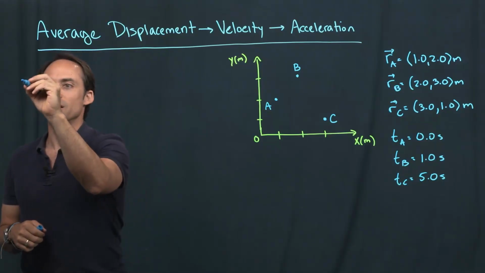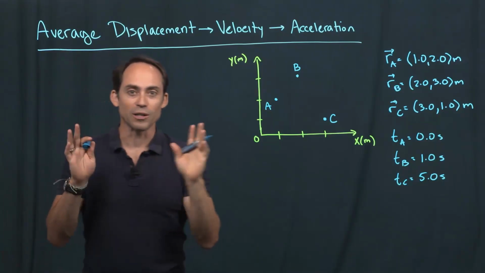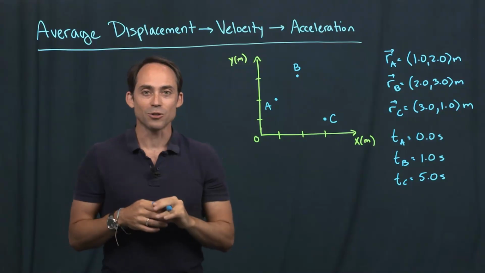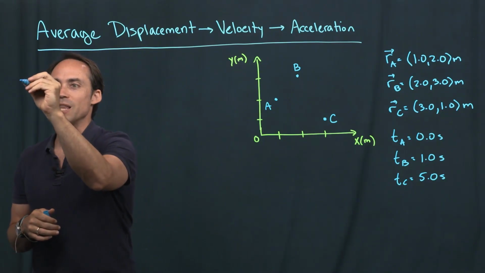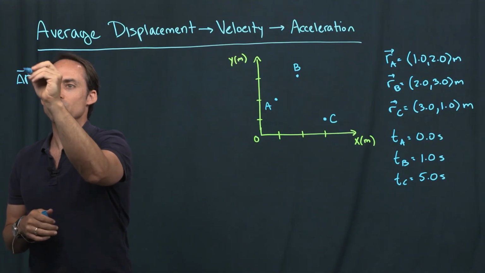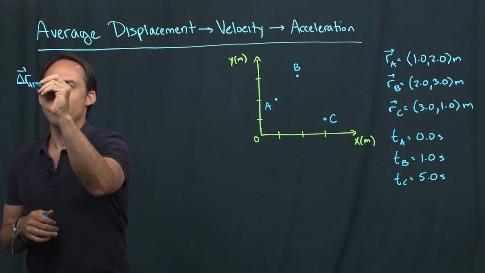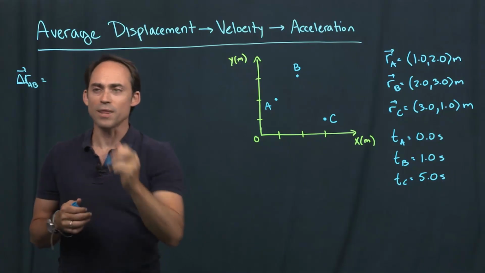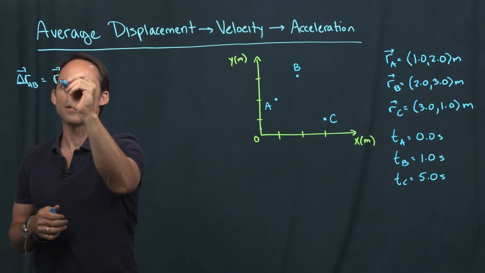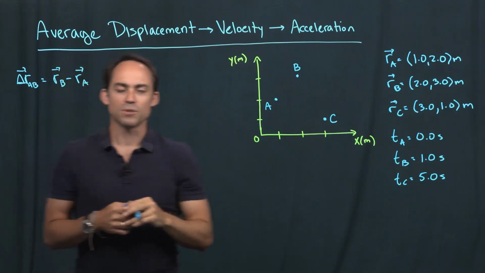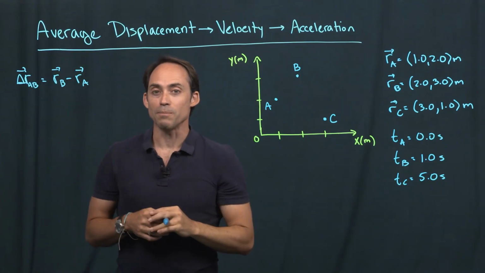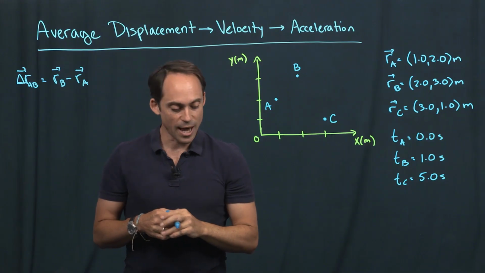And this is actually average or instantaneous. It doesn't actually matter too much. We're just looking at the difference between two positions. And so if we want to look at the displacement between points A and B, we can write this down as just the position vector at point B minus the position vector at point A.